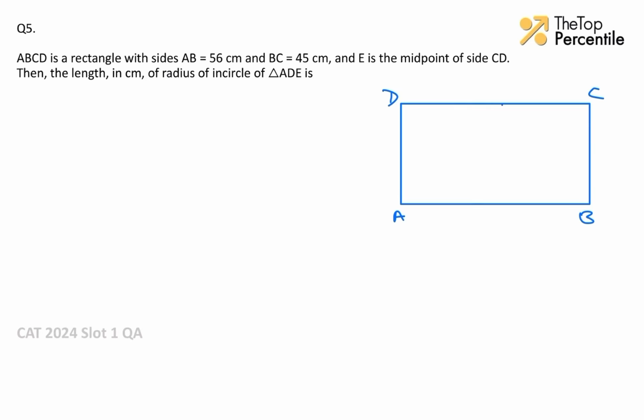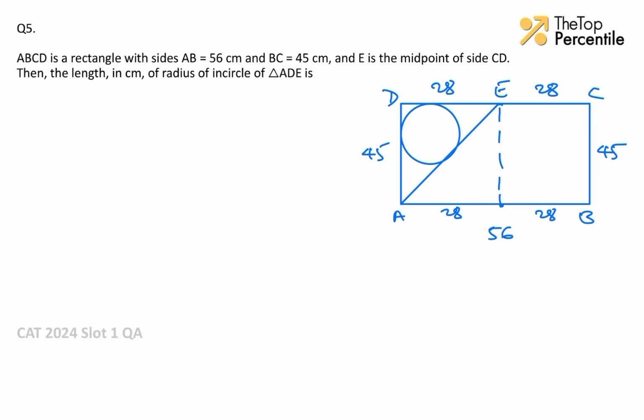There's a midpoint E here. AB is 56, so that means this will be 28, 28. BC is 45, so this will be 45. There's a triangle as well, ADE. So this is a triangle and there's an incircle.